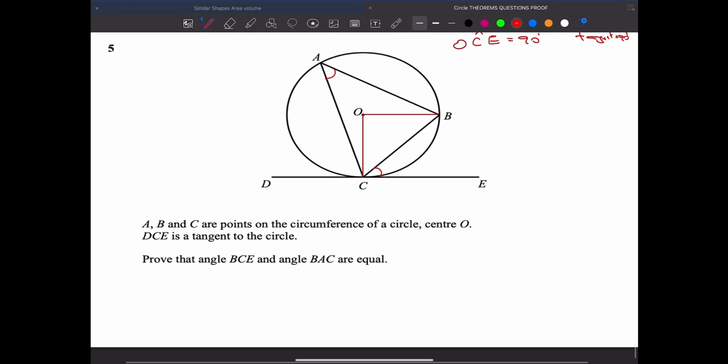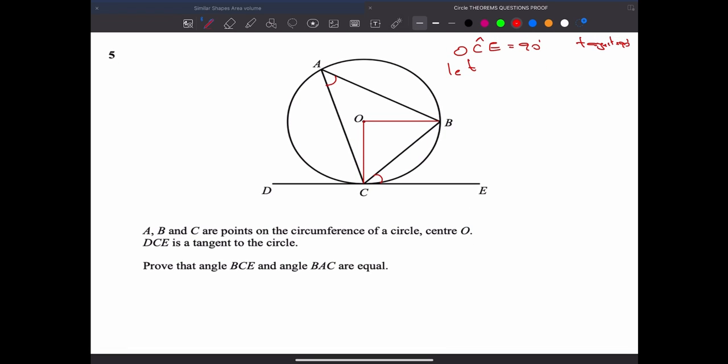And we're going to say, actually, let BCE be x. So that's x. That's 90. So what is OCB then? 90 minus x. So remember, this is a radius. That's a radius, isosceles triangle. If that's 90 minus x, what's this then? 90 minus x. So what about this angle? Because in a triangle, what do we do? 180, take away. What is 90 minus x? 90 minus x, if you add it, is 180 minus 2x.